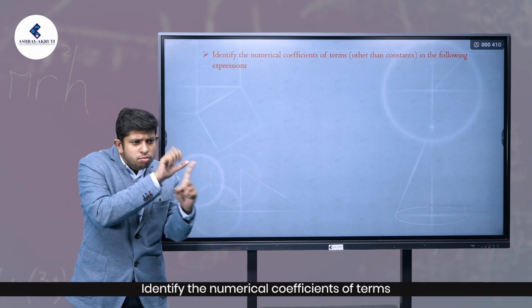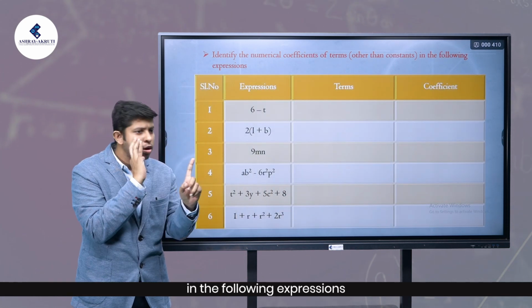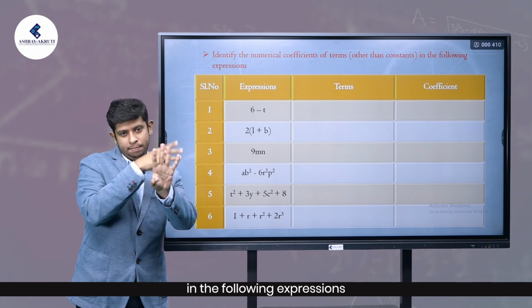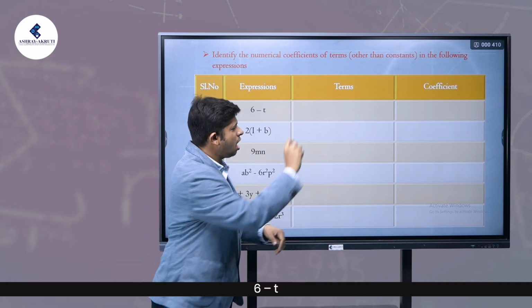Identify the numerical coefficients of terms other than constants in the following expressions. Expressions: 6 minus t.